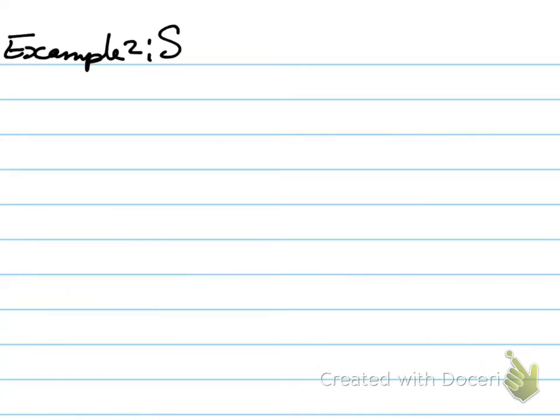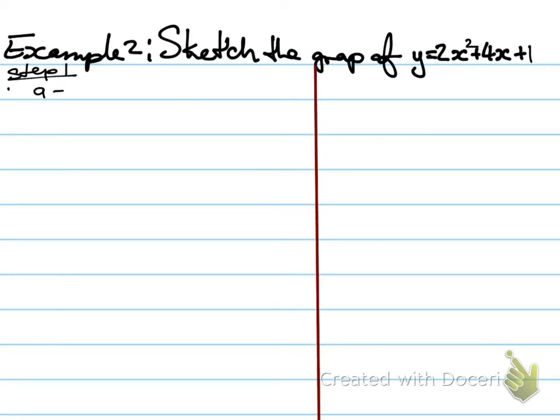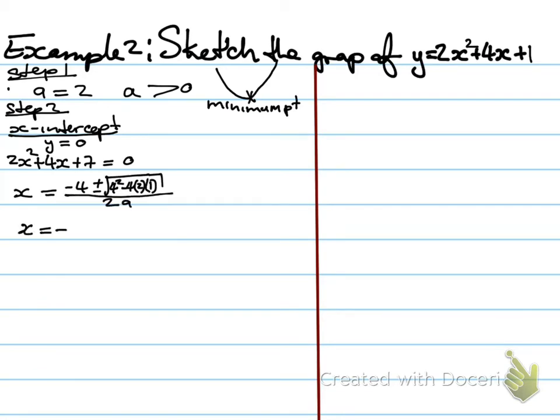Example 2: sketch the graph of y equals 2x squared plus 4x plus 1. Step number 1, a is greater than 0, so it is going to be a minimum point. Step 2, we find the x-intercept, y equals 0, so we solve for x. Here you can use factorization, or you can use your quadratic formula. Using the quadratic formula here, because you cannot easily factorize it, we see that x will be equal to negative 1.71 or negative 0.29. So we have got 2 intercepts.